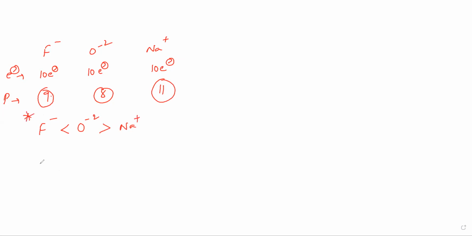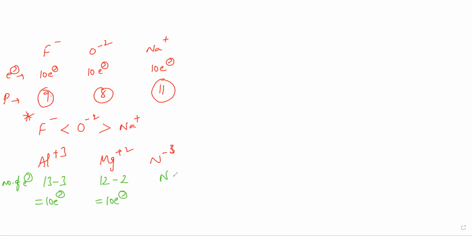Next, Al plus 3, Mg plus 2, and N minus 3, the nitride ion. Let us check the number of electrons. Aluminium 13 minus 3, that is 10 electrons. Magnesium 12 minus 2, that is also 10 electrons. Nitrogen, negative sign indicates addition of electrons, that means 7 plus 3, so all again have 10 electrons. Then check the number of protons: aluminium 13, magnesium 12, nitrogen 7.